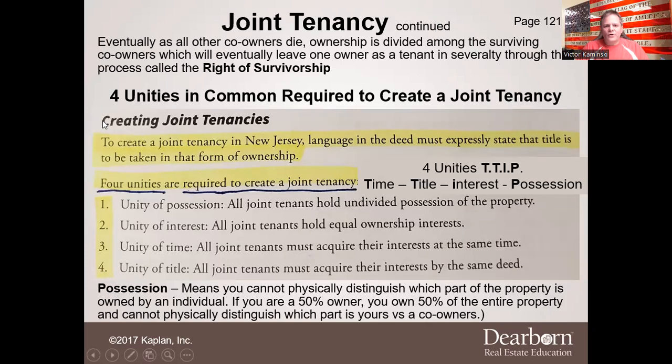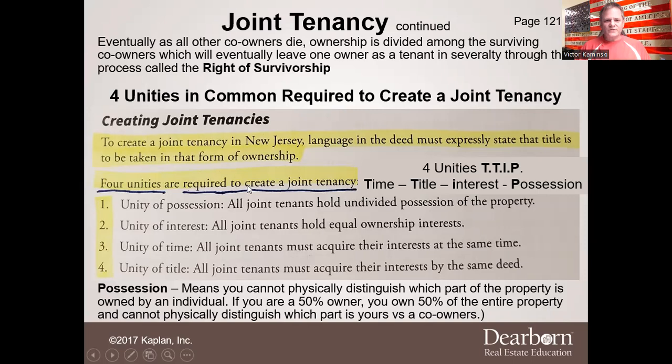Now, in order to create a joint tenancy, four unities have to be in common. You have to have four things in common. So to create a joint tenancy, first of all, in New Jersey, language in the deed must expressly state that title is to be taken in that form. You have to say, I don't want to take ownership as a tenant in common. We want to create a joint tenancy. Why would anybody want to create a joint tenancy? The right of survivorship. Yep.